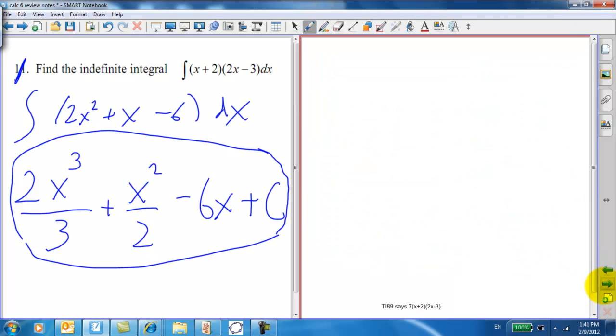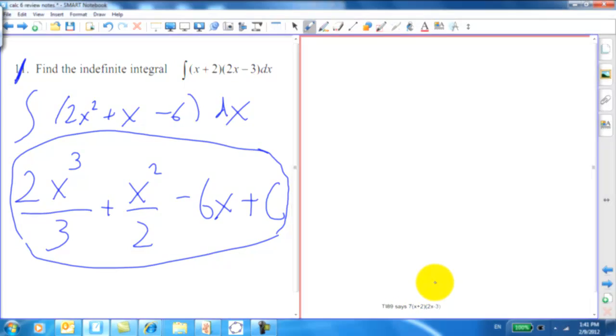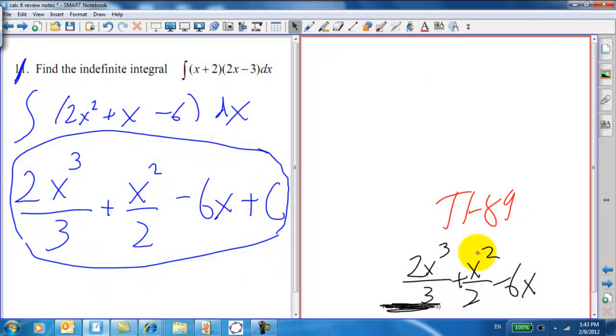Let's check out the next one. I believe on the TI-89 somebody... Oh, now look at this. This is what the TI-89 says. Be careful, kids, here, because on the TI-89, when you do the antiderivative, it doesn't include the constant of integration, but it checks out. Okay.